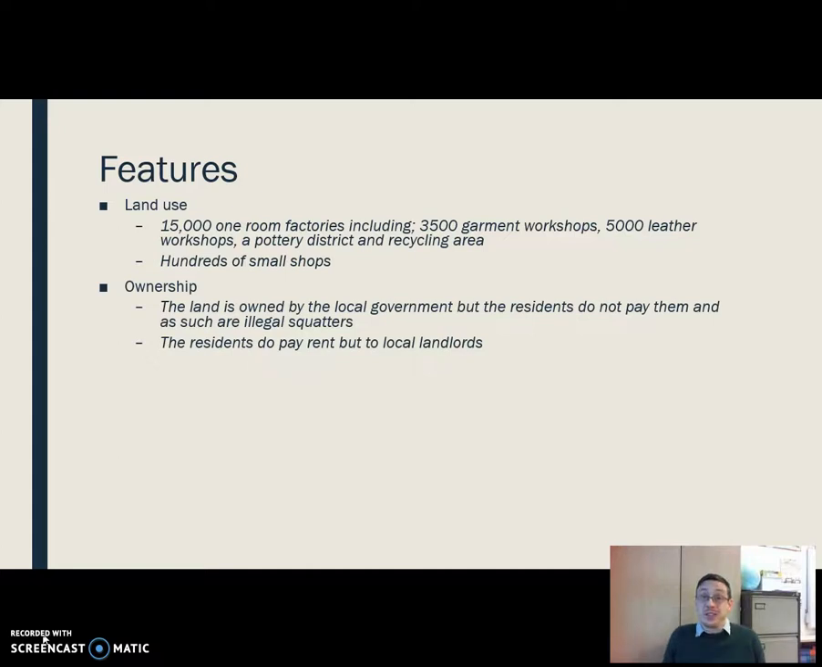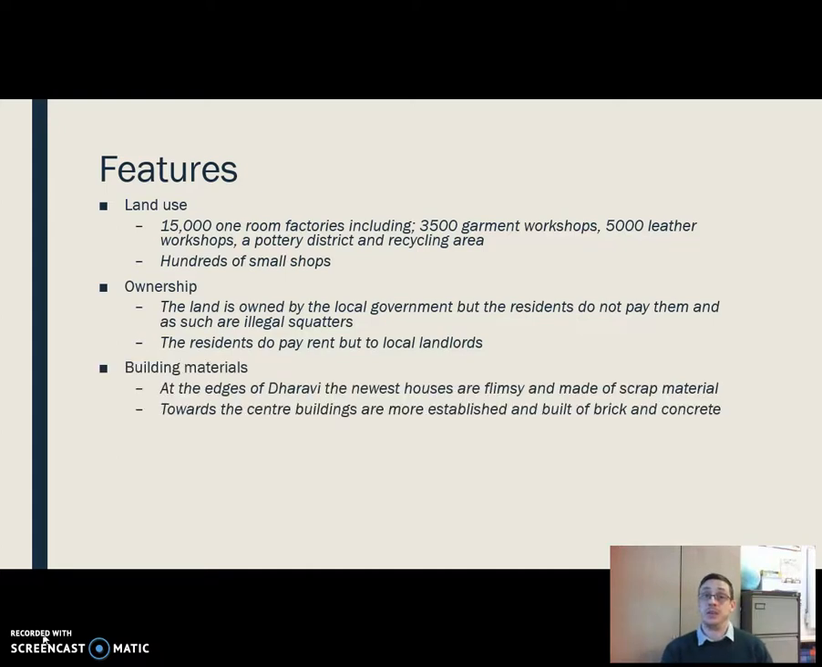Ownership, the land is technically owned by the government and by the local Mumbai government, but the residents that live there don't pay any taxation to the government, so they are illegal squatters. They do pay to live on the land, but they pay more unofficial landlords who'll take care of small areas of Dharavi, and that's who gets paid for the land.